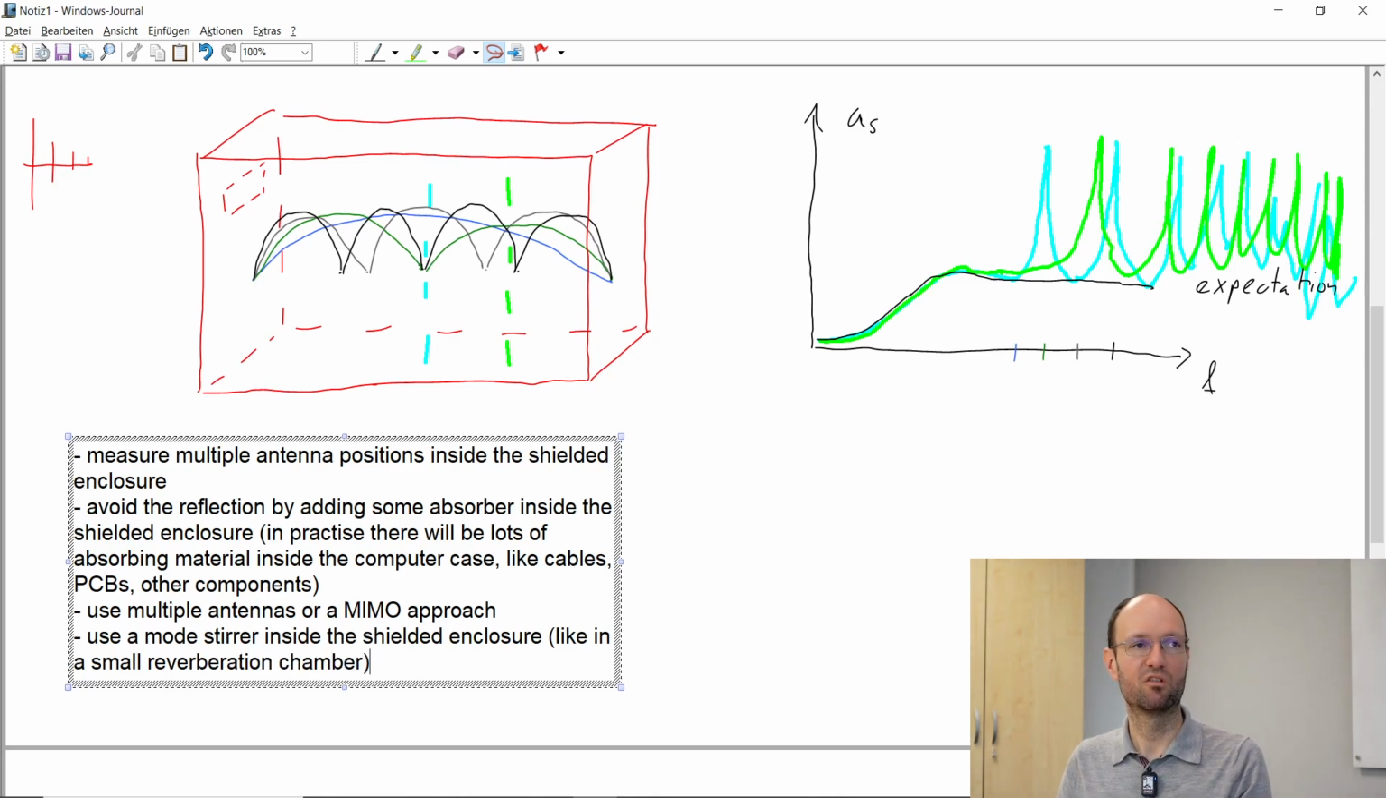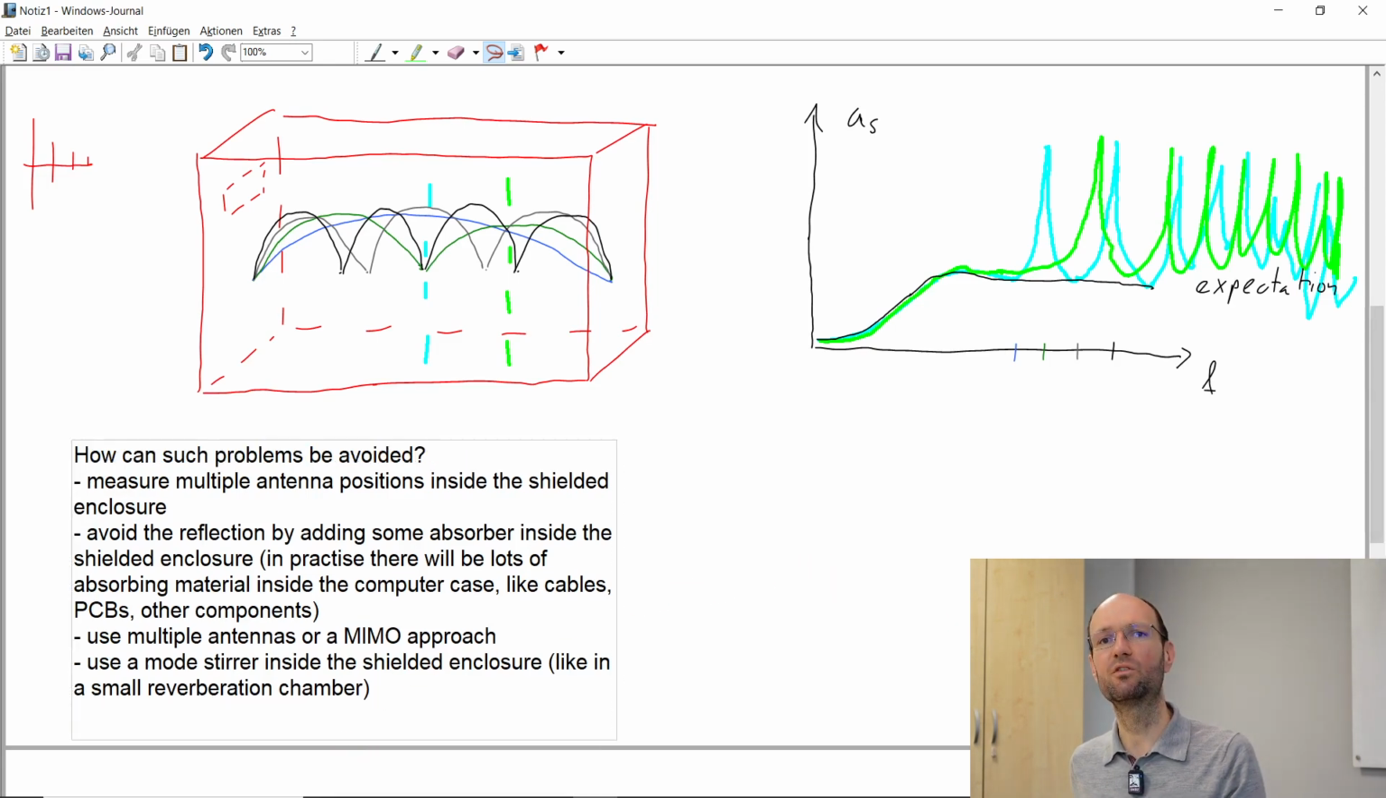And yeah, this would also be some idea to get rid of this artifact in the measurement that we sometimes see a very small and a very high shielding attenuation due to imperfections or due to the standing wave pattern of the field. And okay, there might be some other ideas, but I think these are the main ones to be discussed here.